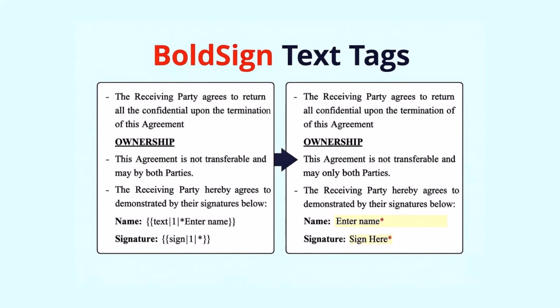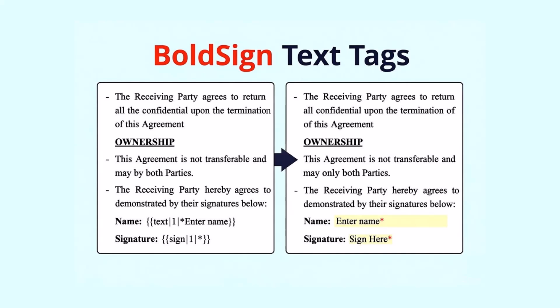Imagine you're an HR manager preparing an employee onboarding envelope that includes an NDA and a policy acknowledgement form. Instead of manually adding form fields through the API, you can embed BoldSign text tags directly into the document before uploading it. When you send the document with the text tags property set to true, these text tags automatically convert into interactive fields for the signer, eliminating manual setup, reducing errors, and streamlining the entire onboarding process.